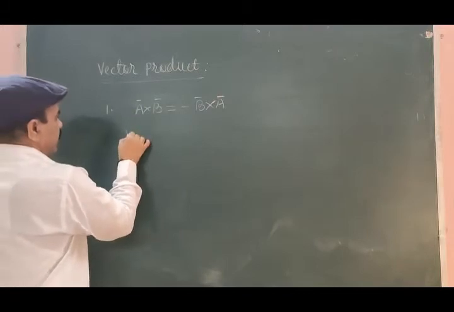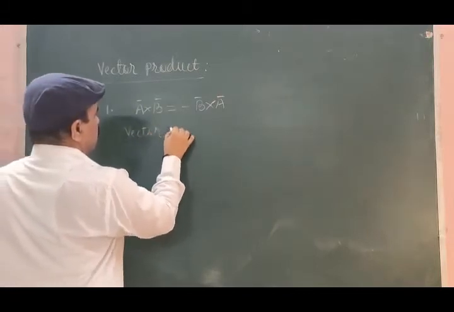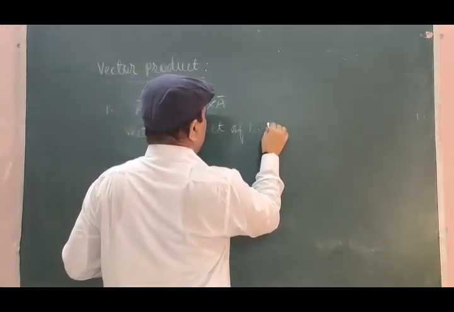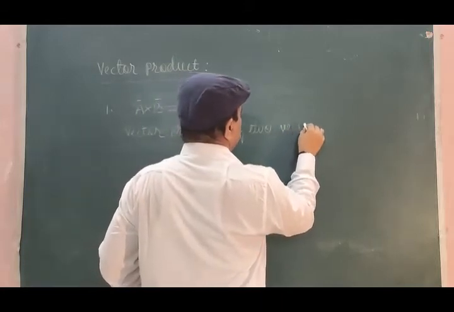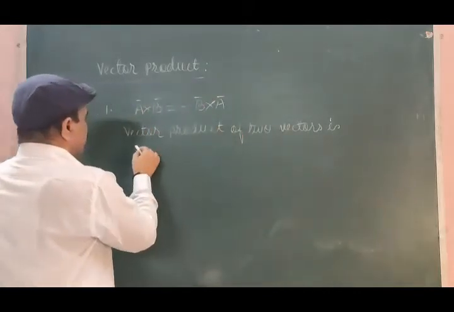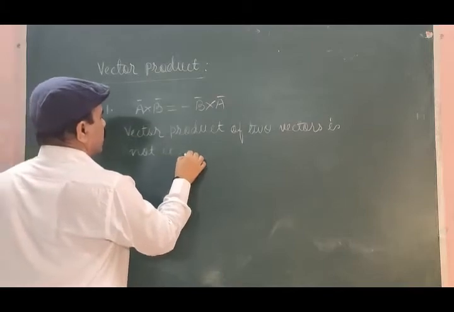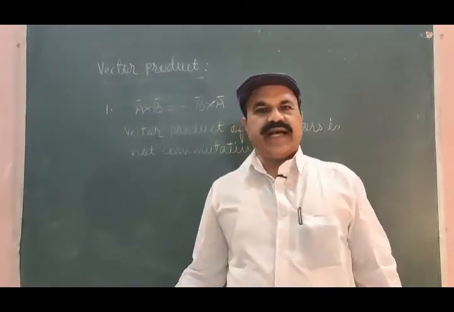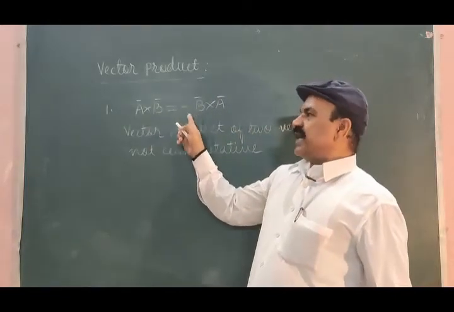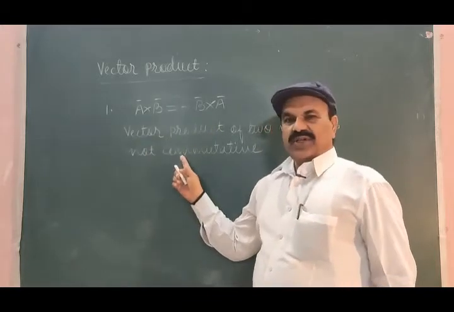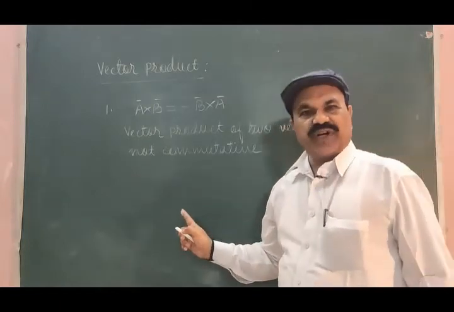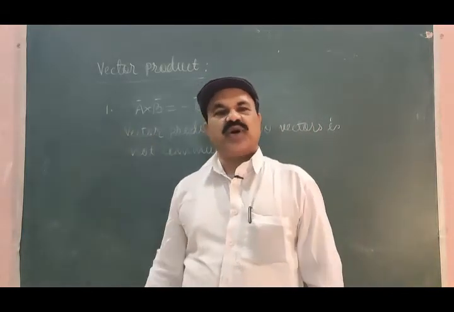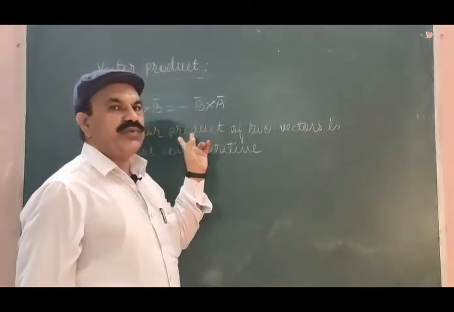It means that vector product of two vectors is not commutative, as A cross B is equal to minus B cross A. Vector product of two vectors is not commutative, that is, the commutation law is not obeyed by vector product of two vectors. This thing can be shown diagrammatically.